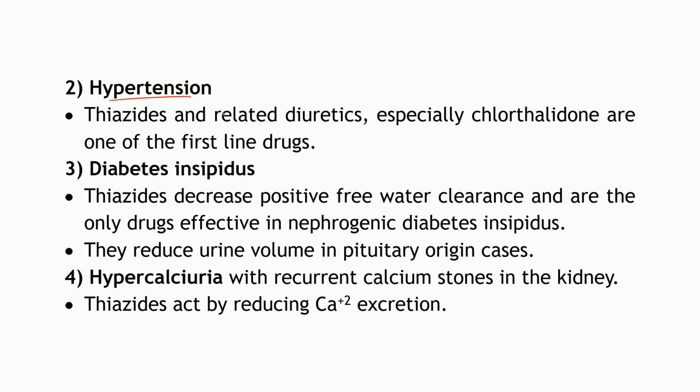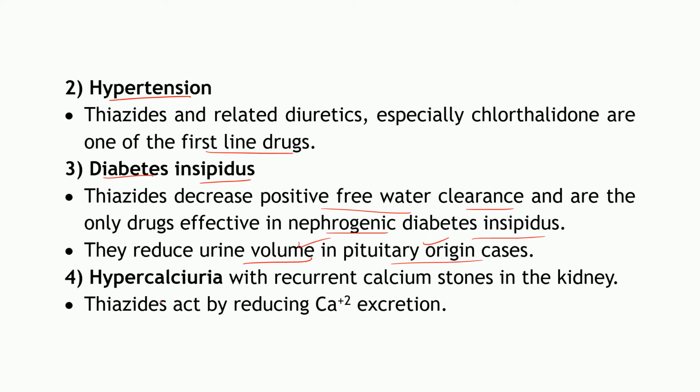Next use is hypertension. Thiazides and related diuretics are one of the first line drugs for hypertension. Then next use is diabetes insipidus. Thiazides decrease the positive free water clearance, and these are the only drugs effective in nephrogenic diabetes insipidus. They also reduce the urine volume in cases of pituitary origin.